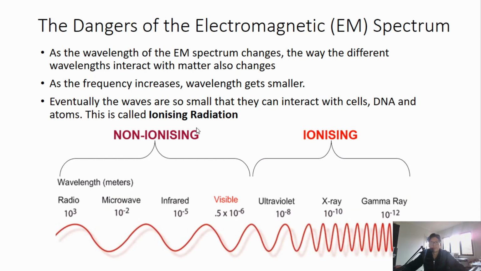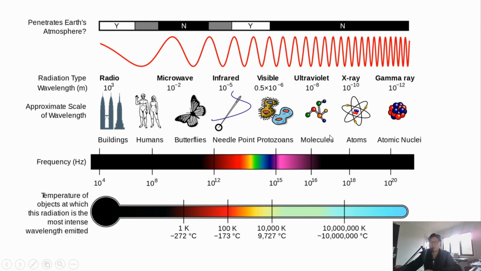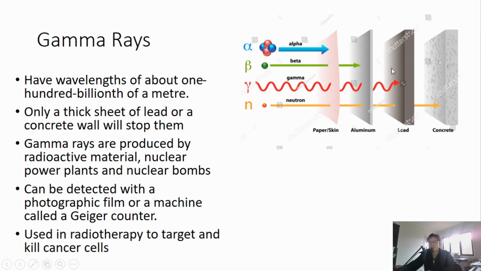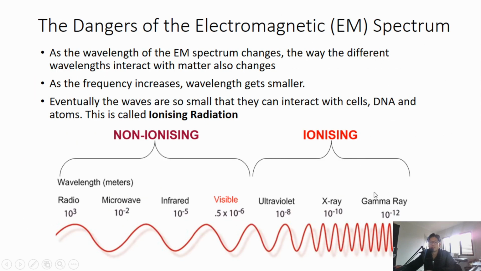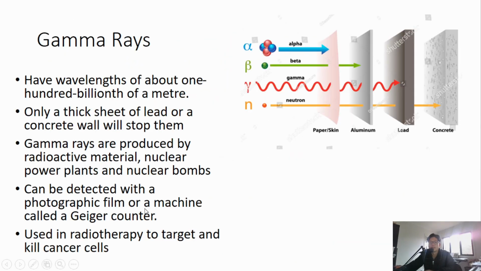So to the left, we have non-ionizing. That means they cannot interact with cells because they're too big. And this side, they are ionizing. And that's when they start to get a bit dangerous. And on the very right, that's where they are the most dangerous. Gamma rays, they penetrate through everything. And only a thick sheet of lead or concrete will stop it from getting through. So this dangerous nature, we use it to our advantage when treating cancer, and it's used to kill cancer cells like we went through in that slide before.